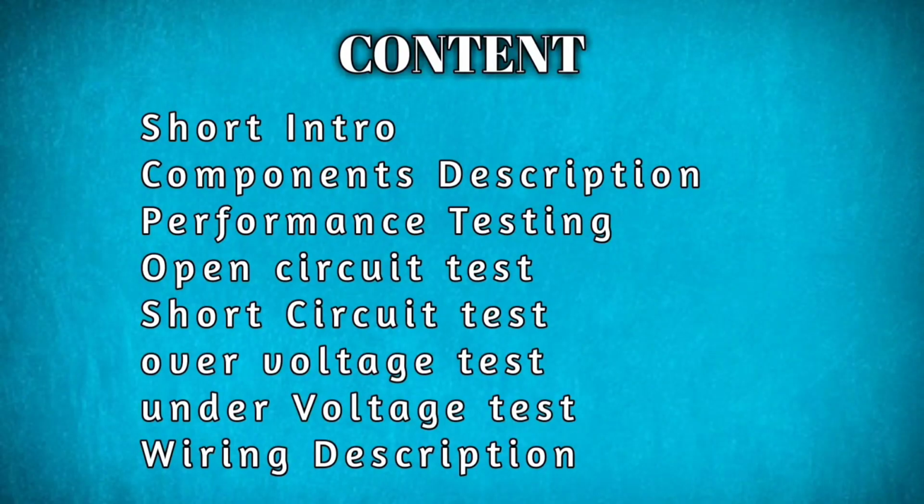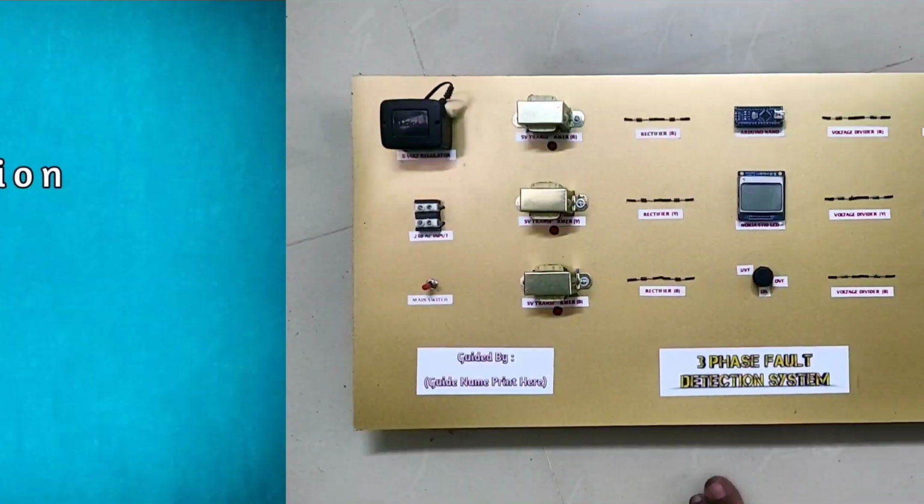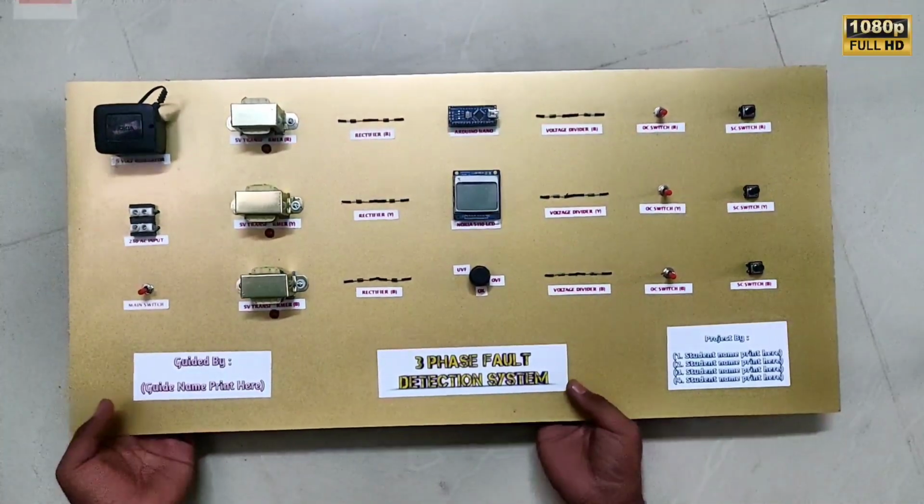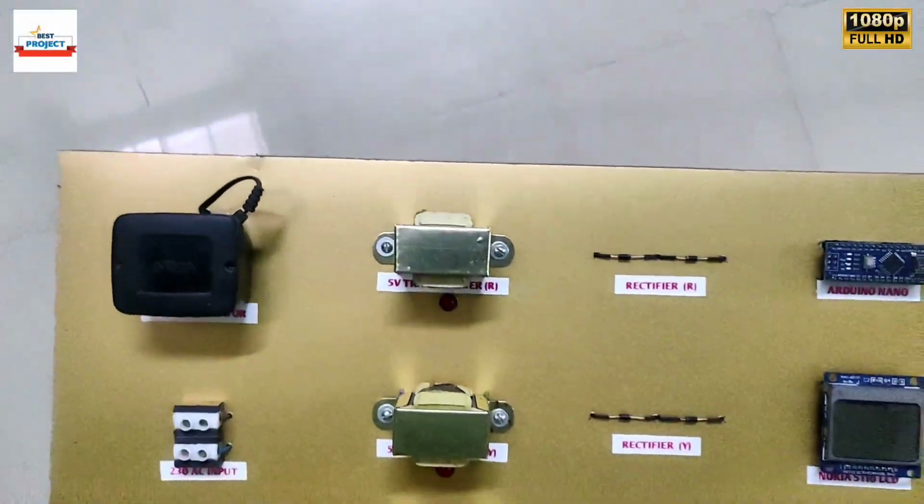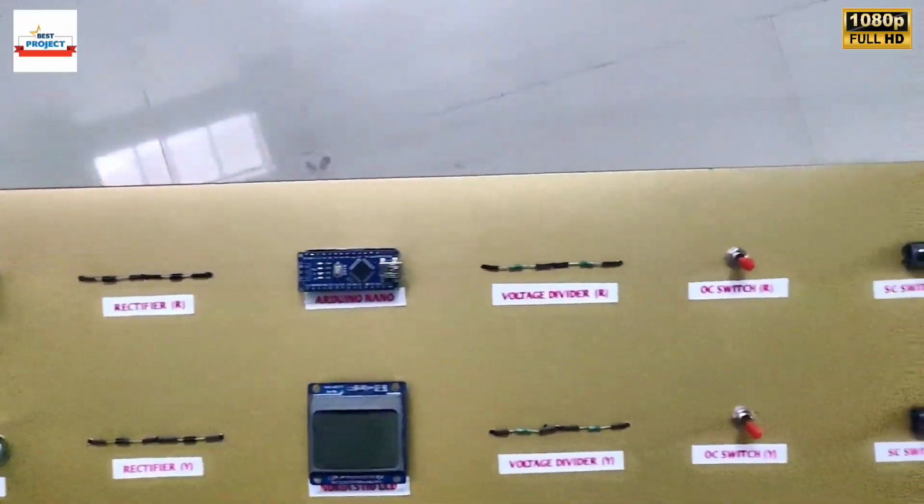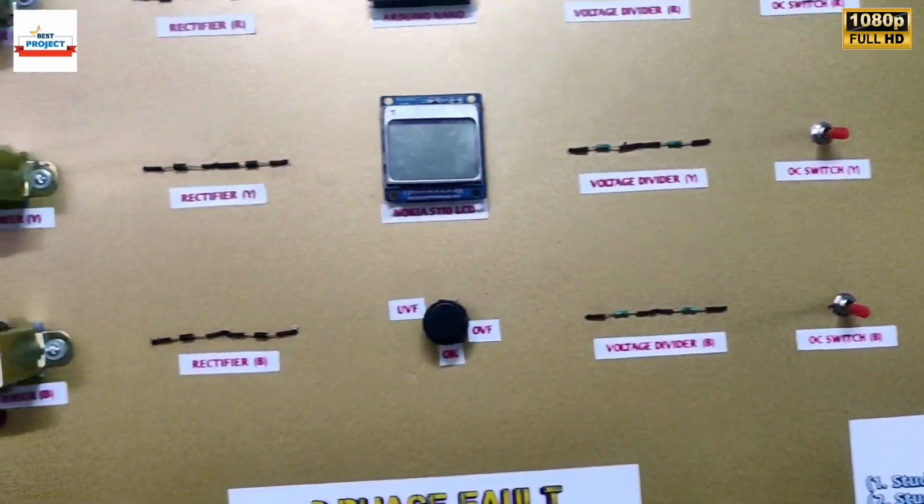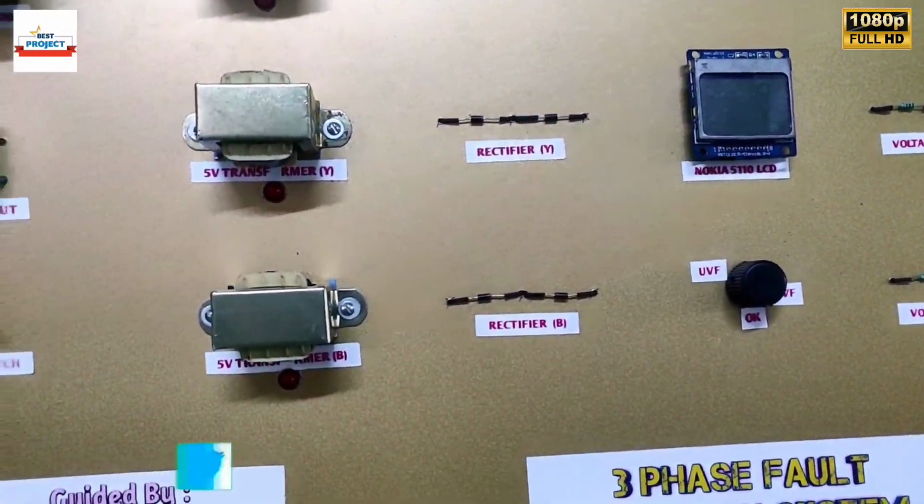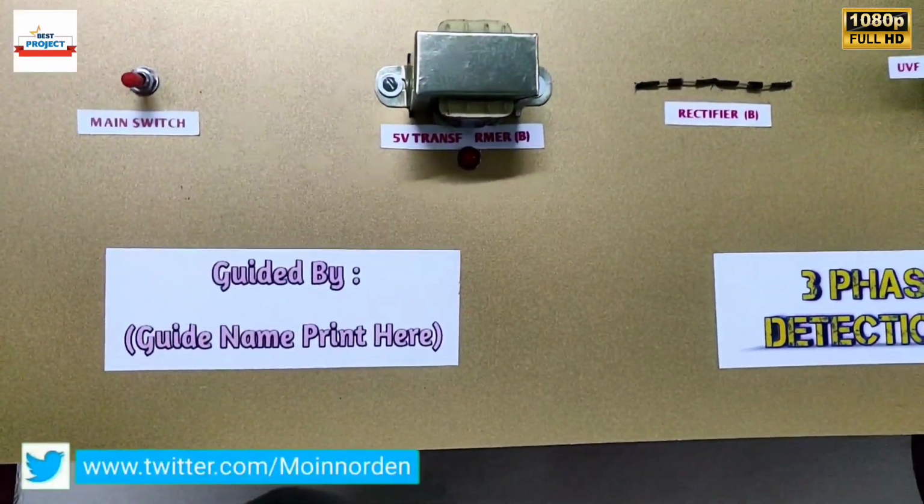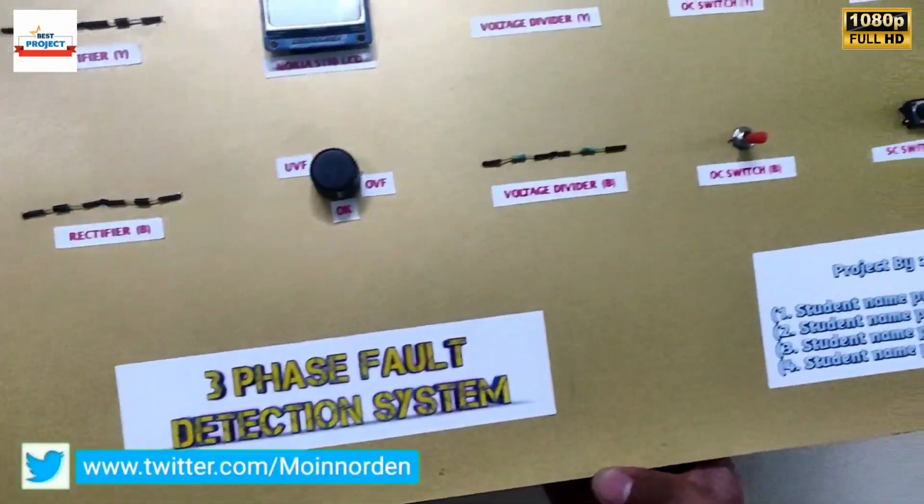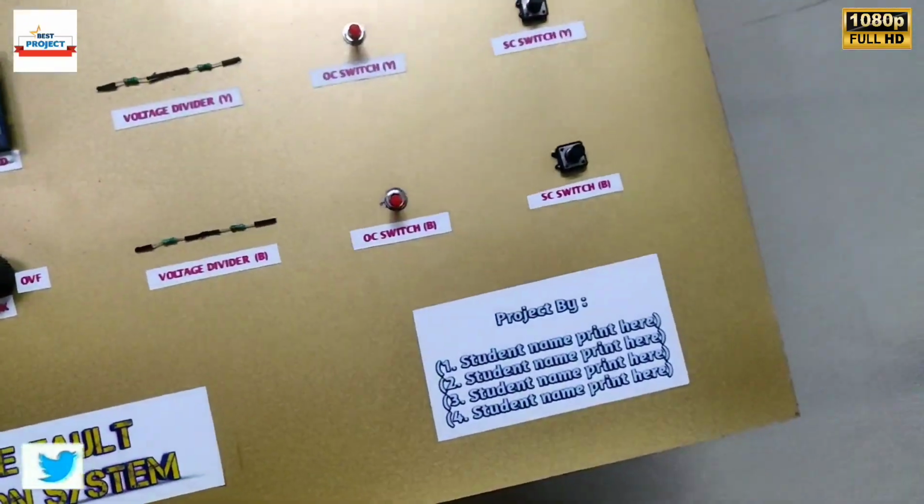We will cover all these topics in this video. In a power transmission line, many faults occur which are necessary to understand, like line to ground fault, line to line fault, open circuit fault, short circuit fault, etc. For the reliability of the system, to fulfill this purpose, we made this prototype of the system, as shown on the screen.